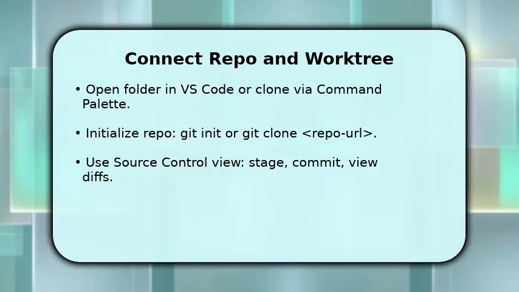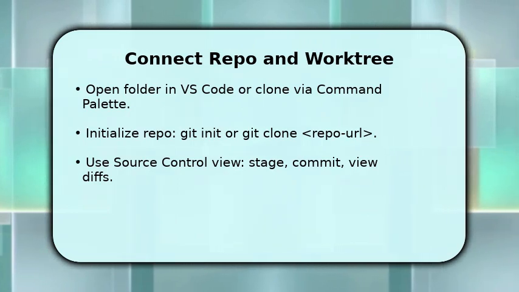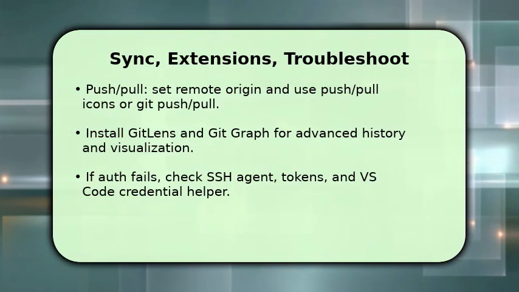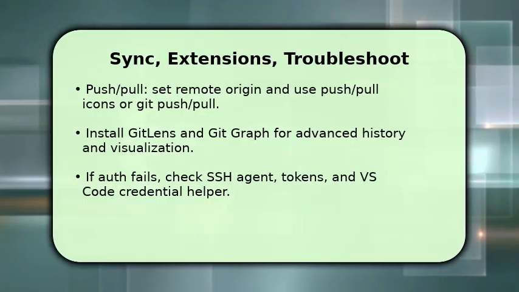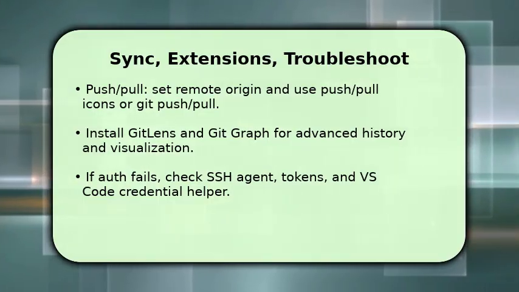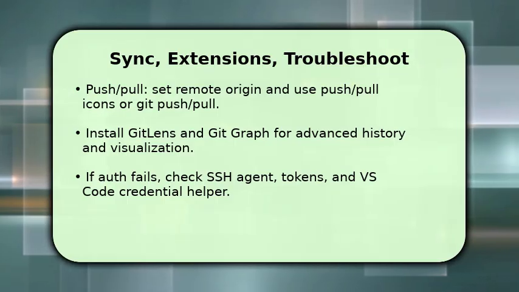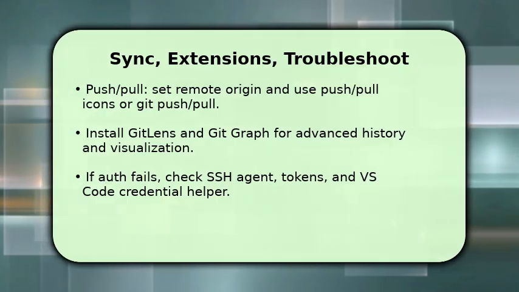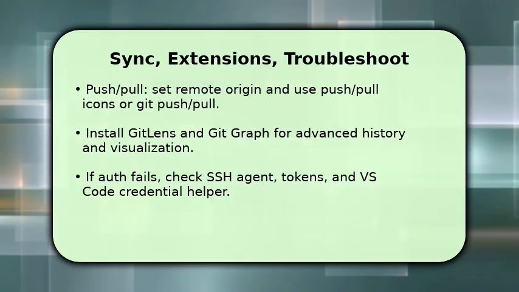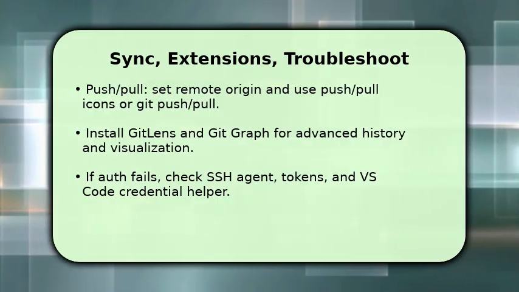Final steps: add a remote with git remote add origin URL and push with git push -u origin main, or use the VS Code push/pull buttons to sync. Install GitLens and Git Graph to visualize history, blame, and branches for faster context. Make sure signing, line endings, and .gitignore are configured.